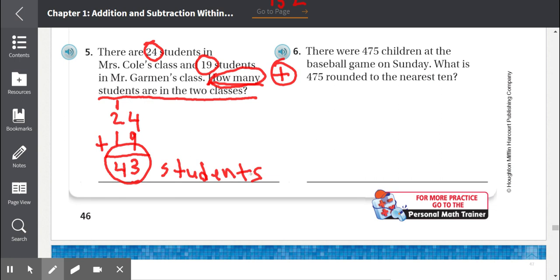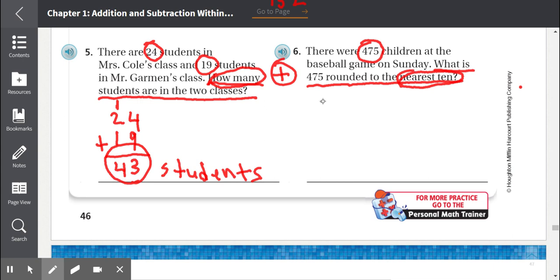Number 6, there were 475 children at the baseball game on Sunday. What is 475 rounded to the nearest 10? So let's circle our important numbers and keywords. 475 children was at the game on Sunday, and the question says, and we're going to underline it, what is 475 rounded to the nearest 10? So let's round it to the nearest 10.